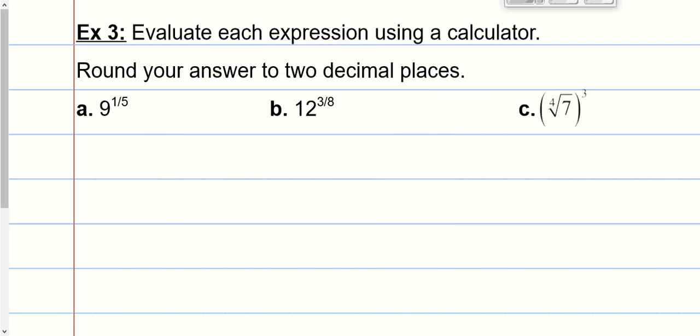Right, moving on to example 3. You'll like example 3 because it says evaluate each expression using a calculator. Round your answer to 2 decimal places. So make sure you do that. It specifically says 2 decimal places. If it does not specify using a calculator and putting 2 decimal places, then you must use a fraction. Okay, so here, 9 to the 1/5.